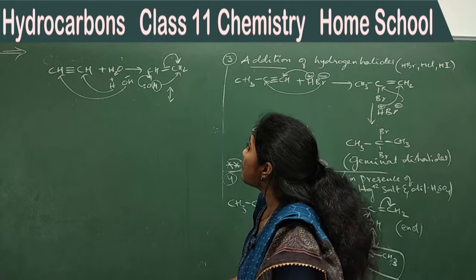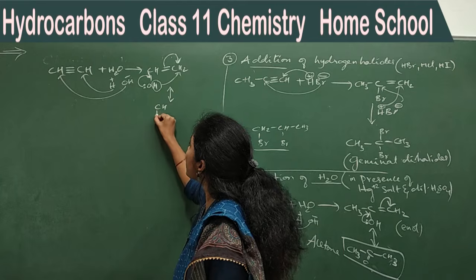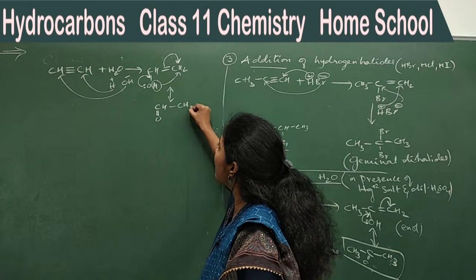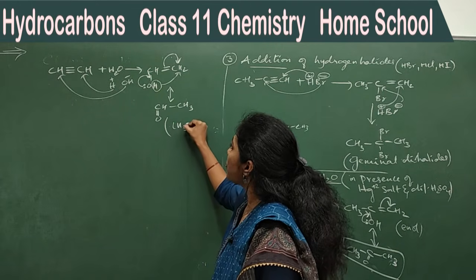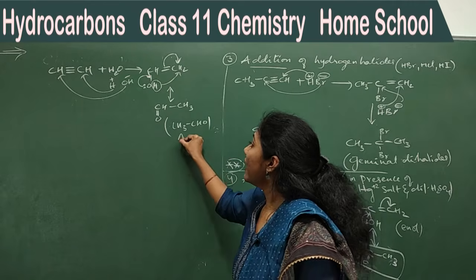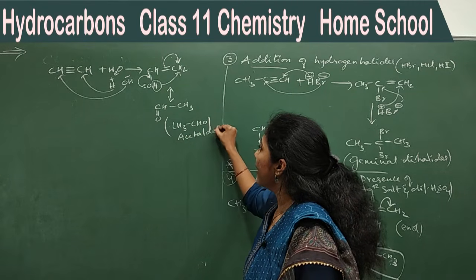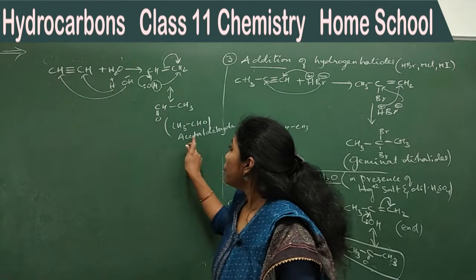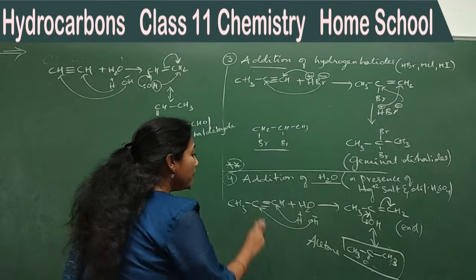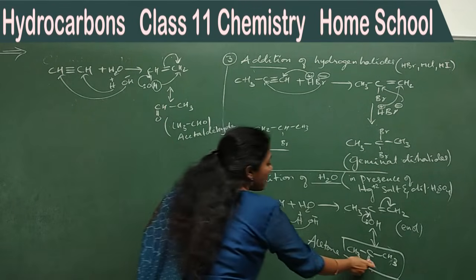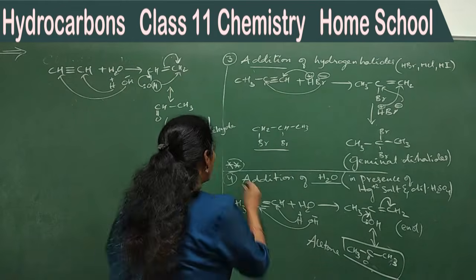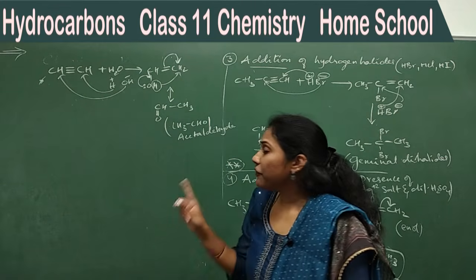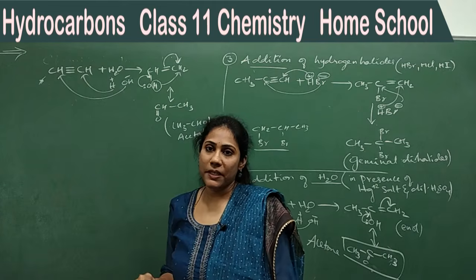So ultimately, what is the product you can write here? CH, C has a double bond to O, and the hydrogen shifted to this carbon, so that will become CH3. So what is this? CH3CHO, right? So you will get acetaldehyde. When ethyne is treated with water, the final product is acetaldehyde. When propyne is treated with water, the final product is acetone. Very, very important. Both reactions are very, very important, guys. You shouldn't forget them because they have been asked many times in competitive examinations.